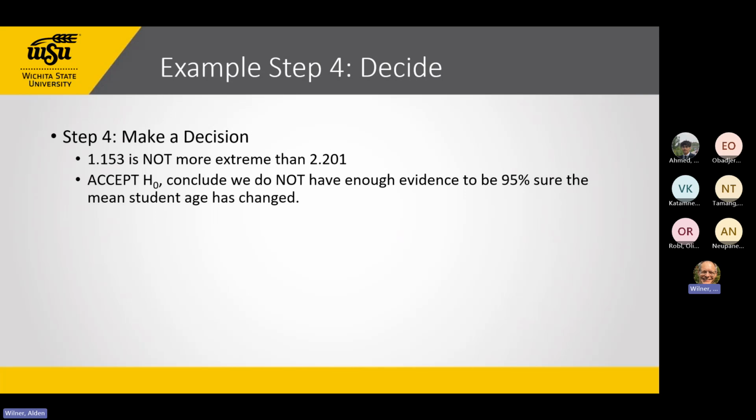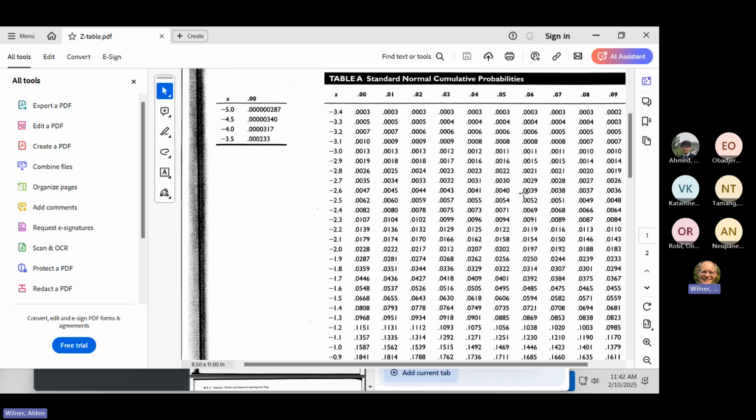We conclude we do not have enough evidence to reject the null hypothesis. We conclude the student age has probably not changed. We don't have evidence to show that, right? We're not even going to bother doing 98% now. Right? And that is our hypothesis testing example.